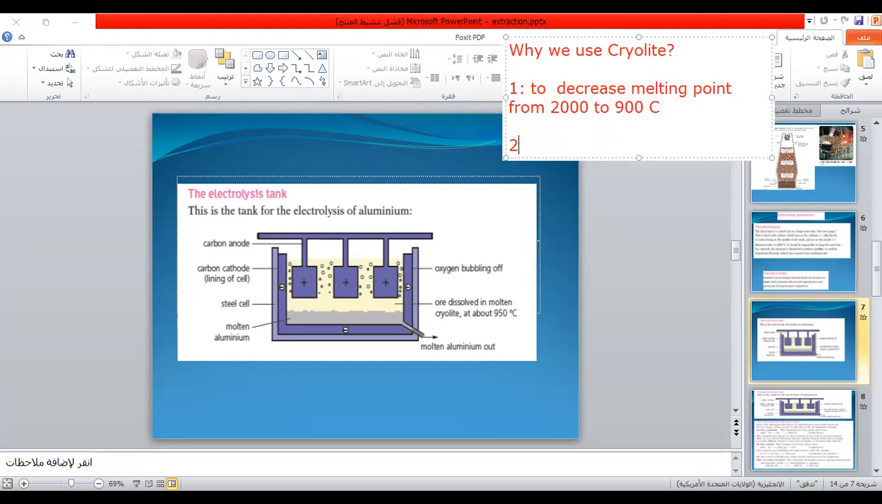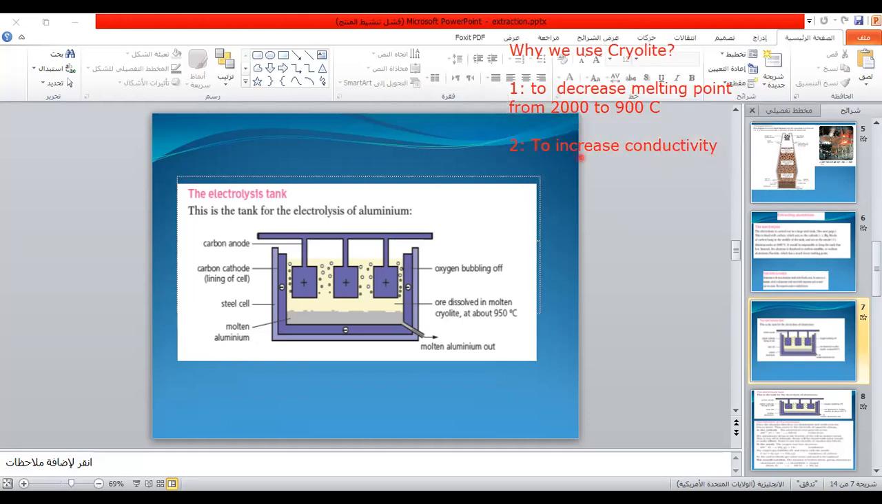Okay, number 2, why do we use cryolite? To increase conductivity. So number 2, what is number 2? Meaning to increase conductivity. Yes, so 1 mark for each one. Conductivity means conduction of electricity.